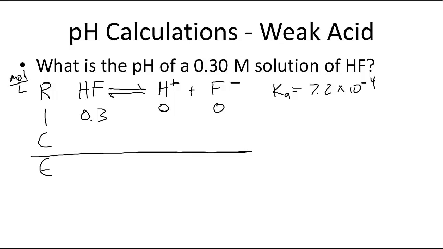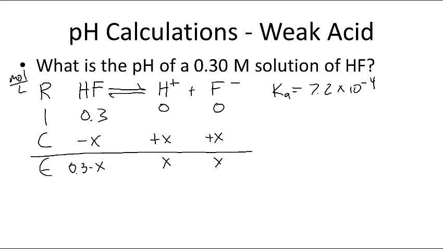All right, how much of it dissociates? X. So this is going to go down by X. This is going to go up by X. This is going to go up by X. So I have 0.3 minus X. I have X and X. All right, now how am I going to figure out what X is? Not by subtraction.